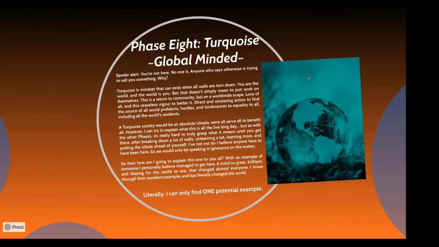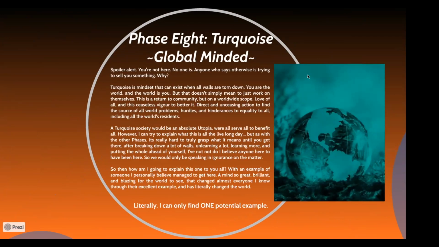Next stage, stage 8, turquoise, the global minded. So spoiler alert, you are not here. Nobody is. If anybody says otherwise, they're trying to sell you something. Because of barriers in place, nobody gets here. I do have one example, which is in the next slide. The turquoise mindset can only exist when all minds' walls are torn down. You are the world, and the world is you.